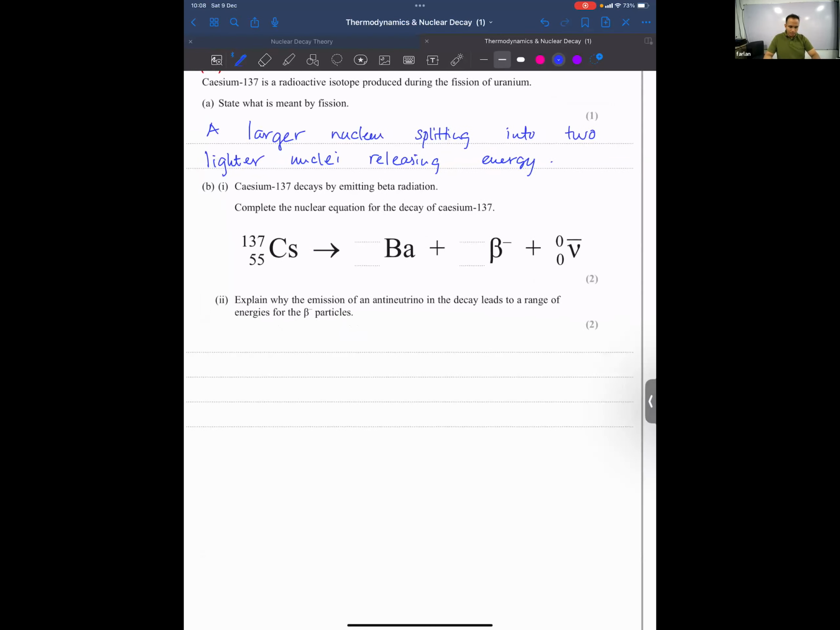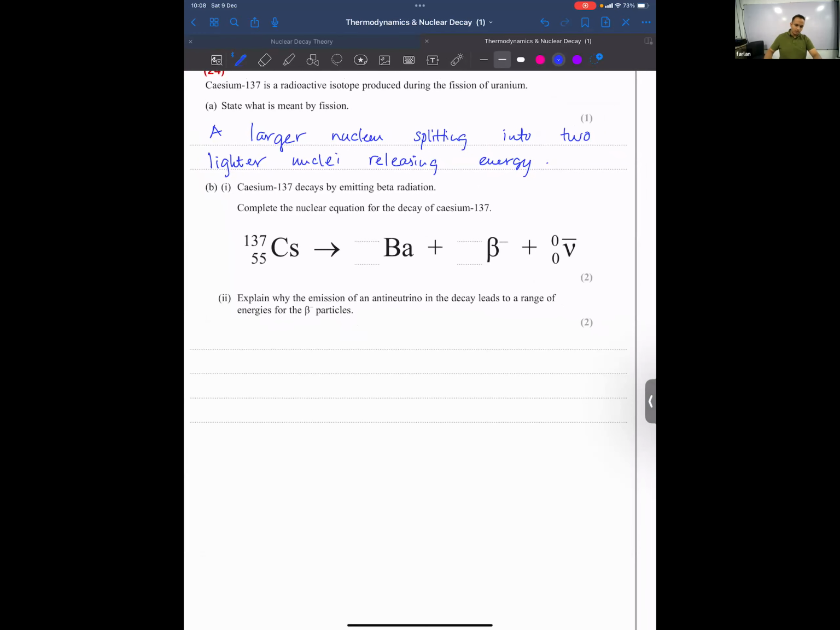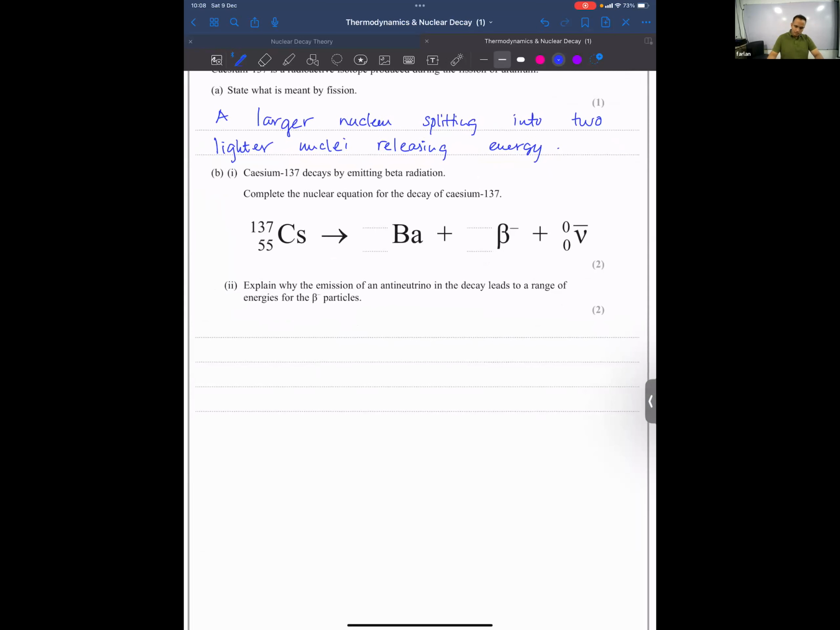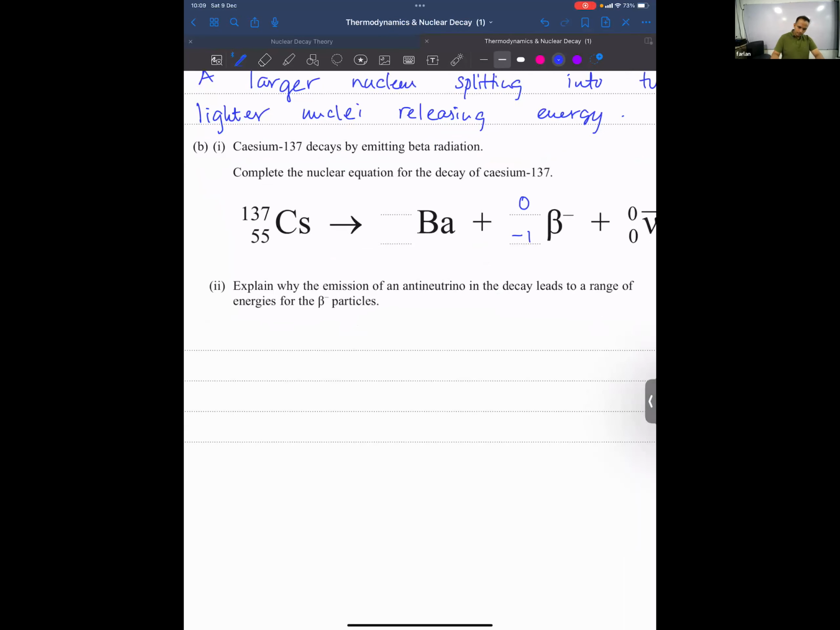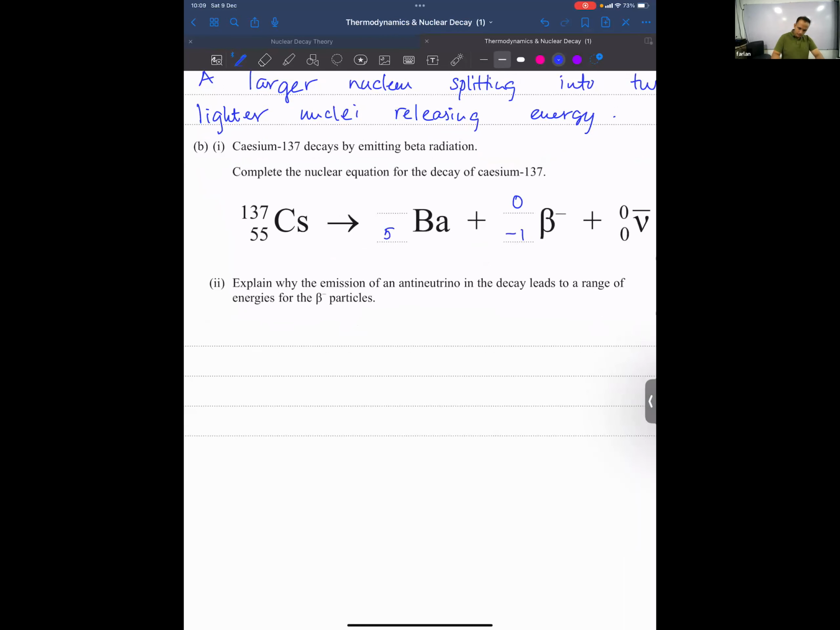Cesium-137 decays by emitting beta radiation. Complete the nuclear equation for the decay of cesium-137. So guys, beta particle is -1, 0. So the barium will be 56, 137.